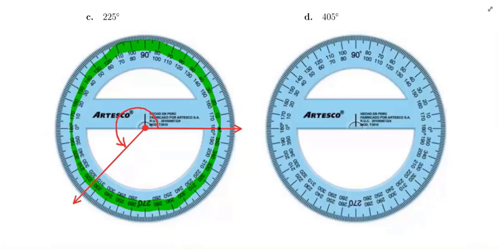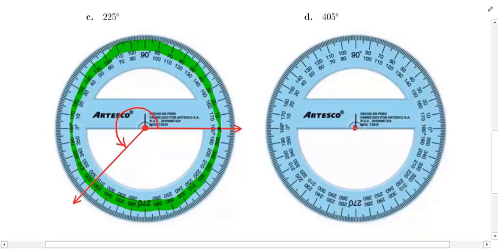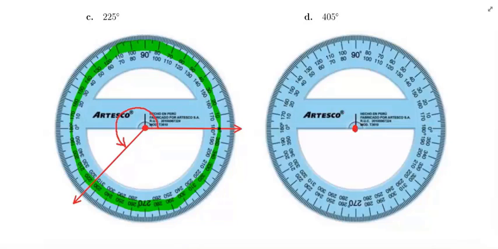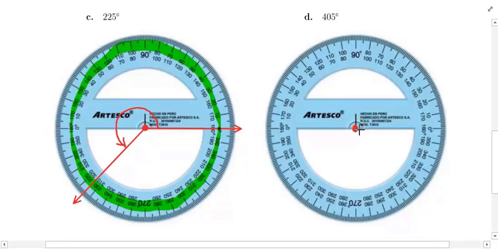Let me go ahead and set it up. Let's put the vertex in. And let's draw the initial side, and then we'll go from there. Okay, so here's my initial side going through 0 degrees / 180 degrees.